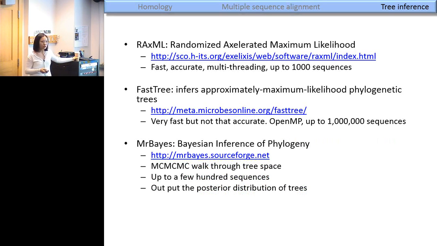As for tree inference, there are a lot of tree inference software packages out there, but my personal favorite, or our lab favorite, is RAxML. Since it came out, it has basically revolutionized evolutionary biology: how we make trees, how big a tree, and how accurately we can calculate trees. It's relatively fast, very accurate, and multi-threaded. It works very well.